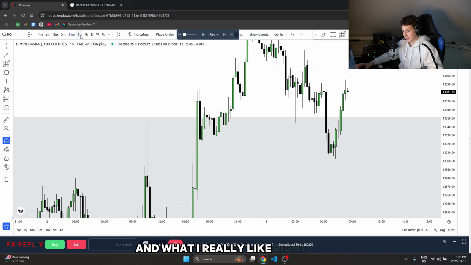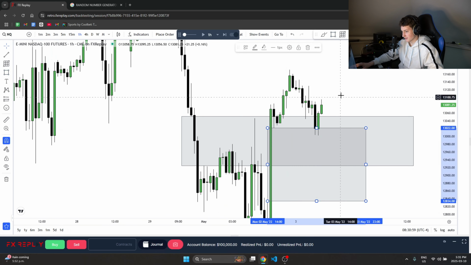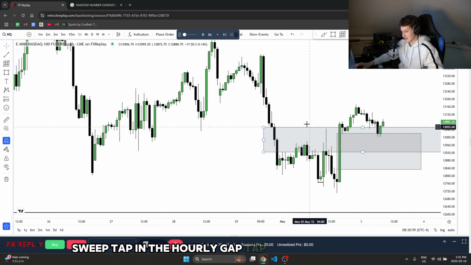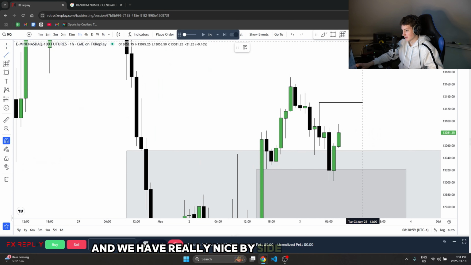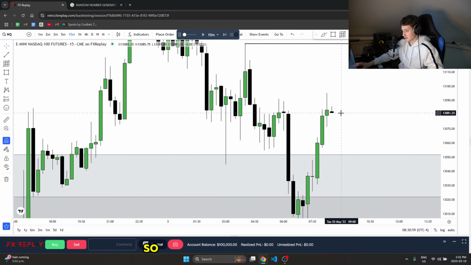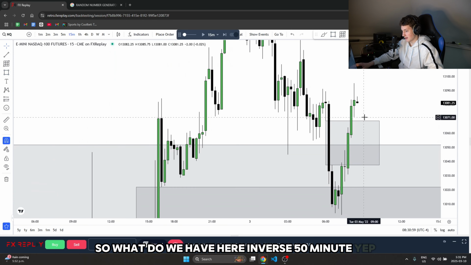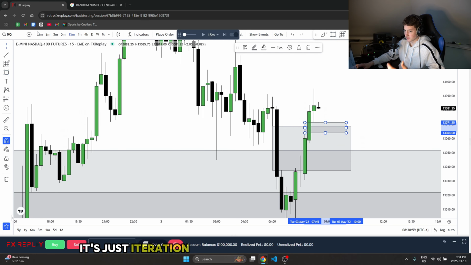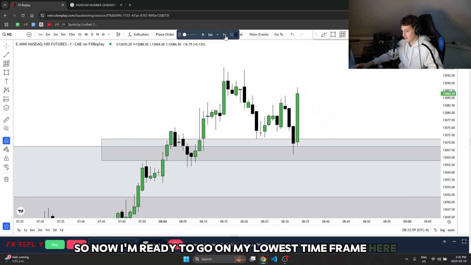And what I really like right now is I can draw out this large hourly gap. What happens? Low right here, sweep, tap into the hourly gap, tap into that inverse gap like I said, and we have really nice buy side levels above us. So this 15-minute closed above, so what do we have here? Inverse 15-minute gap. I want to see how we react out of that and react out of this. Okay, it's just iteration. I'm going between the time frames. So now I'm ready to go on my lowest time frame here, and boom.